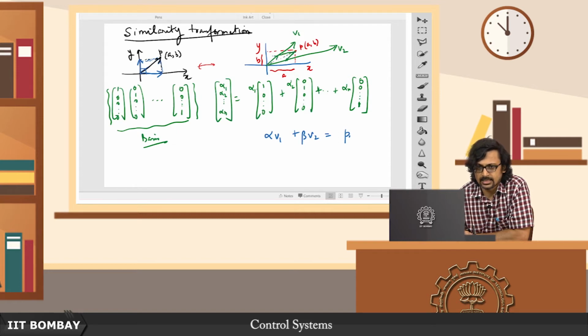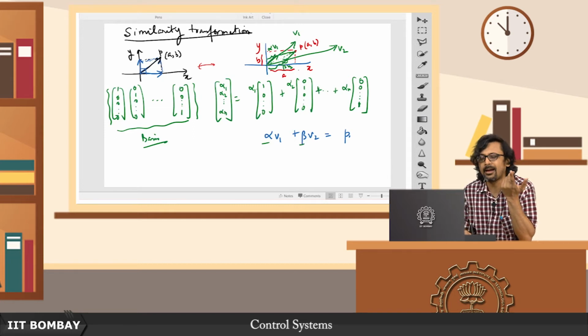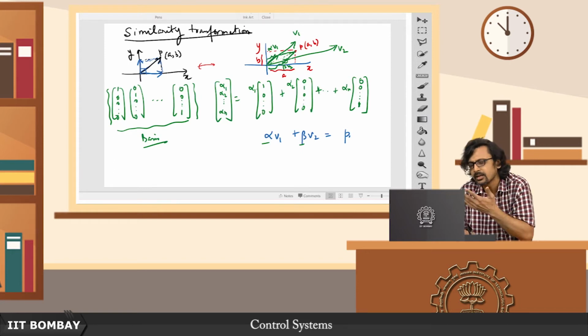So if this is my direction of V1, this is my V1, then this is alpha times V1 and this is beta times V2. So if I compare the length of this smaller segment with the overall segment, I get alpha. In this case alpha is less than 1, as is beta. The length of this small segment compared to the overall length of V2 gives me beta. So in this case both alpha and beta happen to be less than unity. It is not necessary, it could be anything.